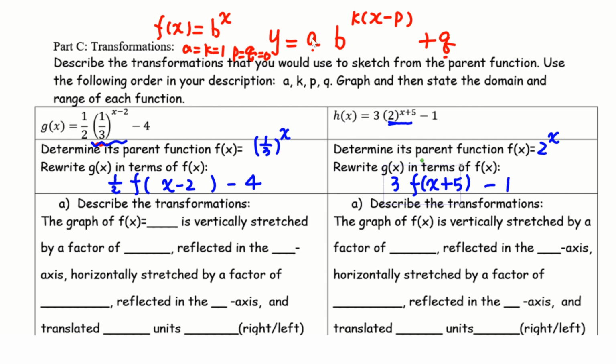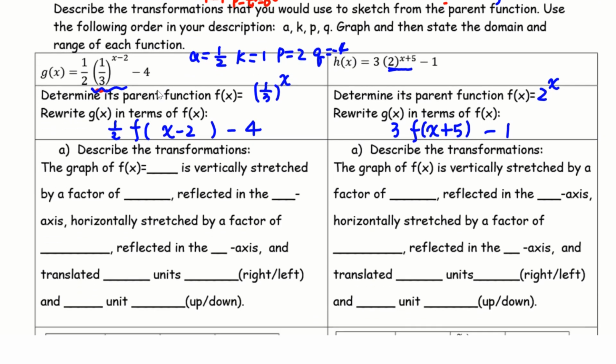So compare this one, we also could write it as a f k bracket x minus p bracket plus q. This one, compared with this general form, we are going to see a equals 1 over 2, k equals 1, p equals opposite 2, q equals negative 4. So using this a, k, p, q to fill in the descriptions of transformation template.